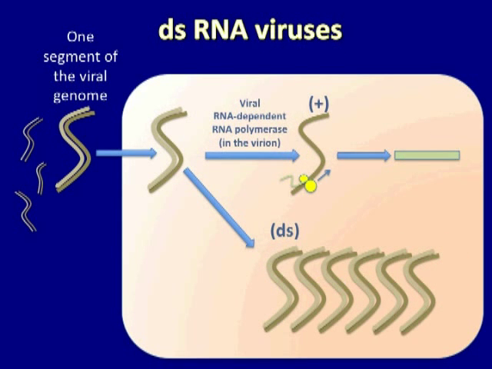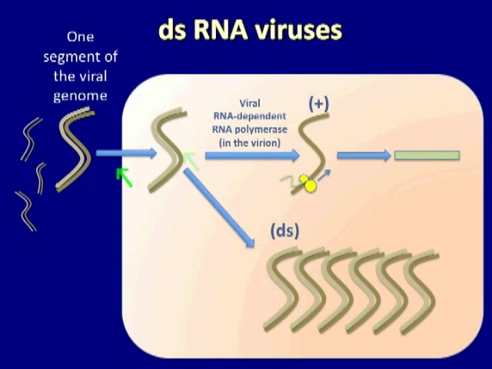Double-stranded RNA viruses have a similar replication lifestyle. Most of these viruses, in fact all of them that are known, are segmented viruses, so each segment contains one gene encoding one protein for the virion.